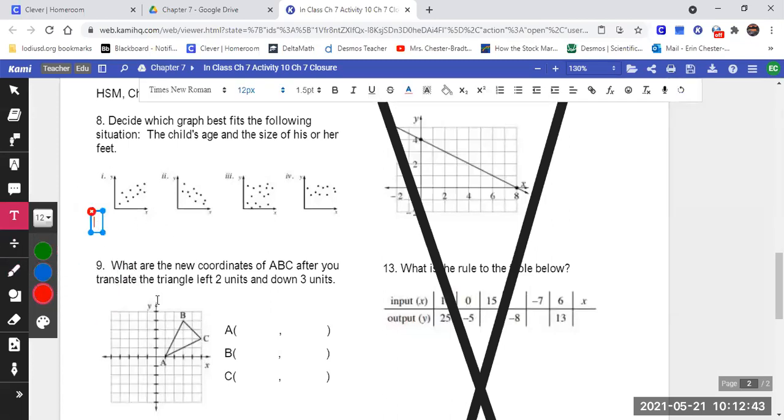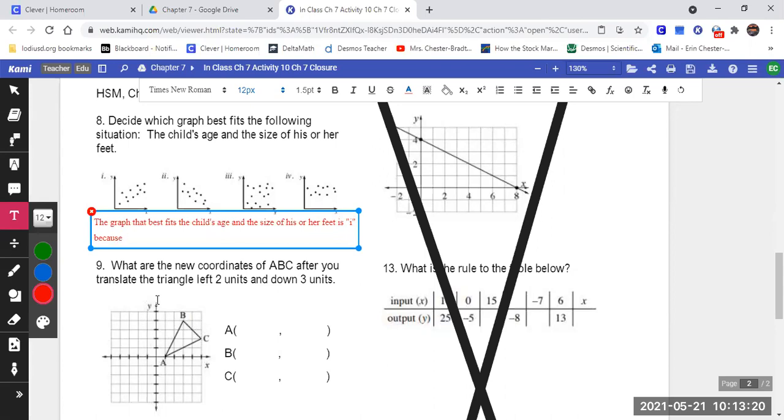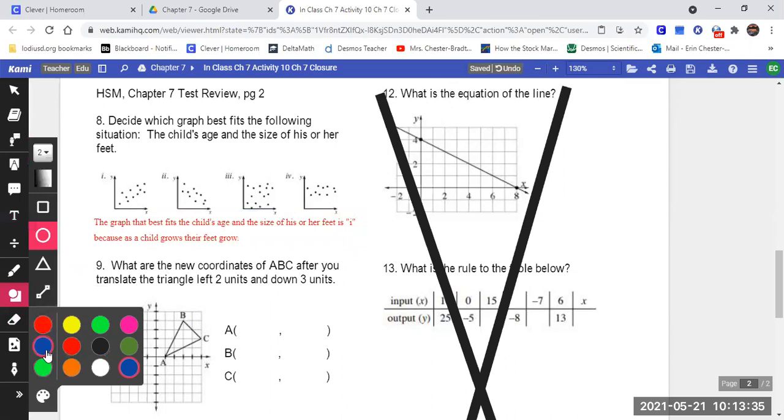So we're going to go answer it. The graph that best fits the age of the child and the size of his or her feet is, and I'm going to put quotes around it, because what did we say? As a child grows, their feet grow. Yeah. Okay, that one's done. Let me do more.